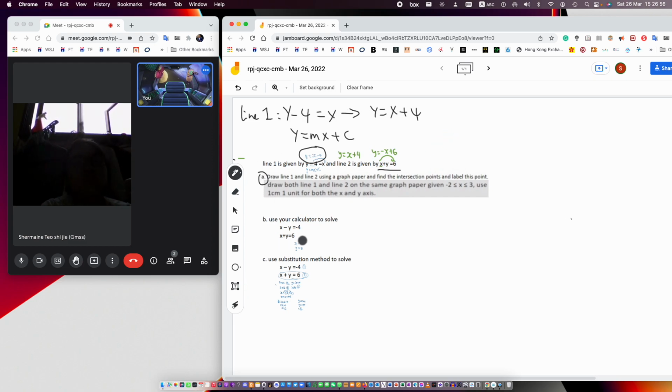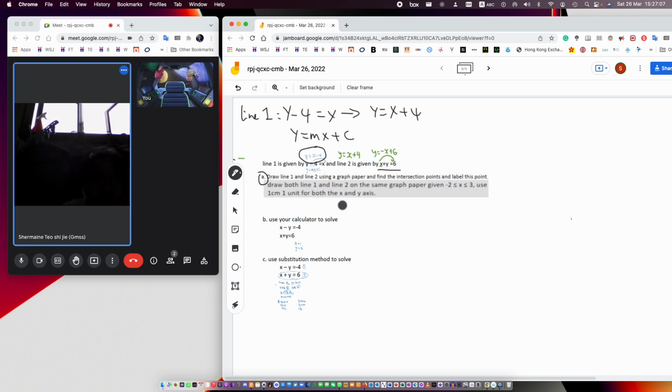So, question A. You need to draw line 1 and line 2. Where have you drawn? On graph paper. Did you scan it or did you take a picture or did you send it over to me? It's in my CamScanner. Right here. So is it for your own reference, or is it supposed to be shared with me?